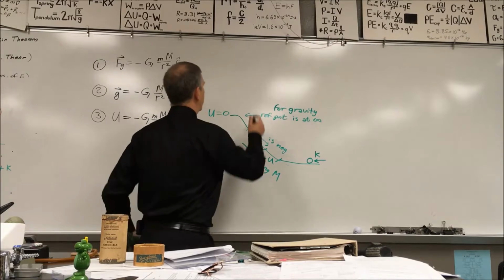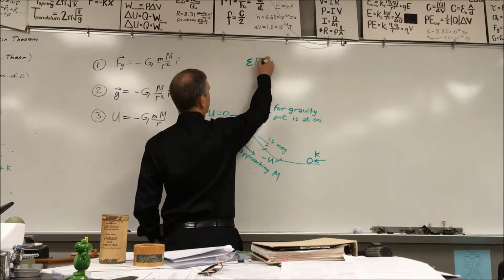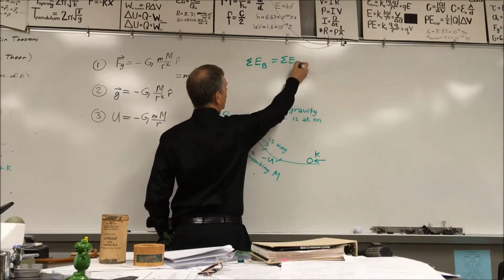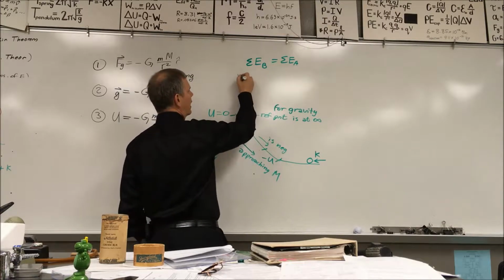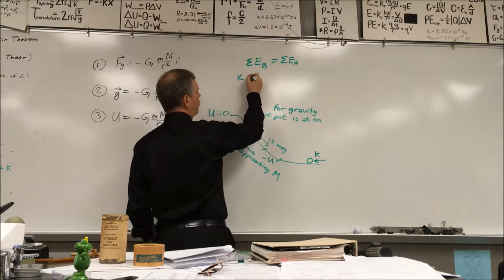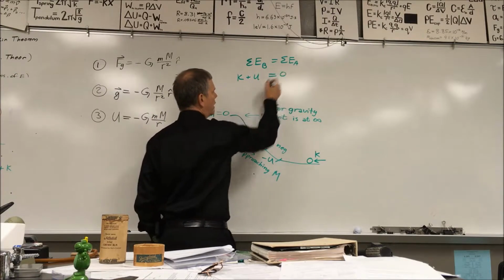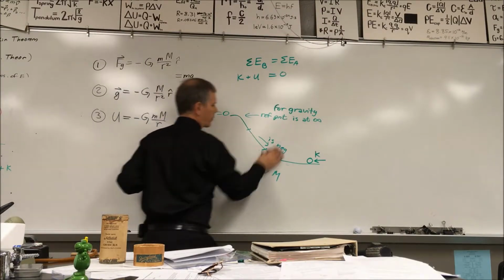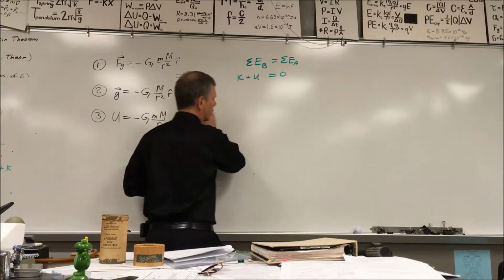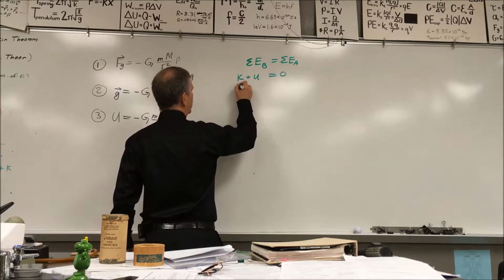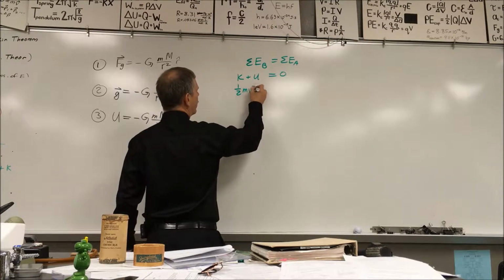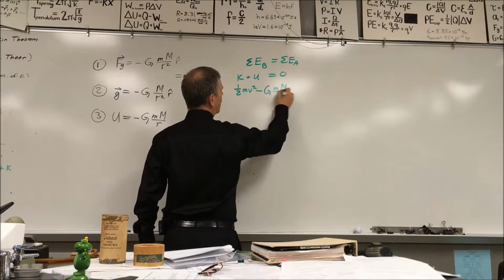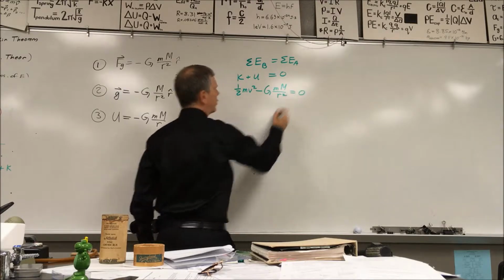So that gives us our next equation. Just as before, we had our total energy before equals our total energy afterwards. And if beforehand we have kinetic energy and we have potential energy, that's going to equal 0 at the top of the ramp. Now let's put in those numbers and solve. Our kinetic energy, as always, is 1/2 mv squared. Our potential energy now, though, is negative G m big M over r, and the total equals 0.